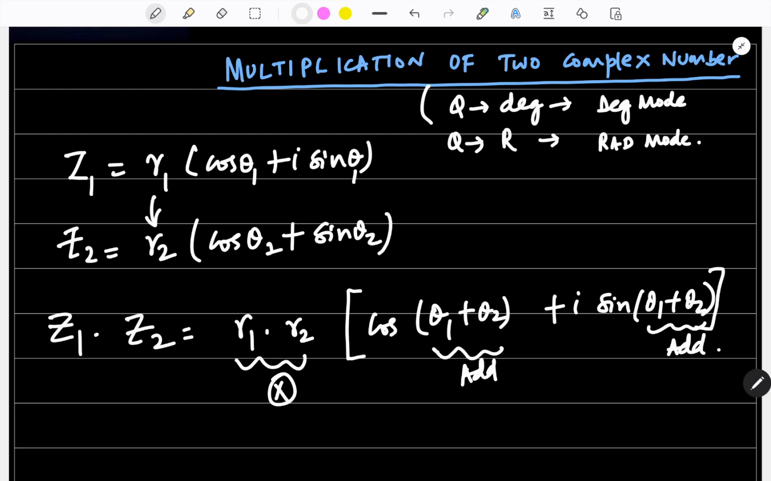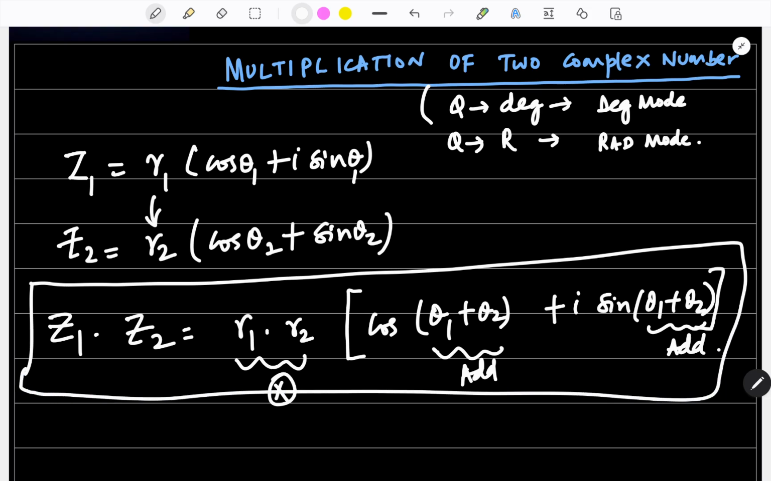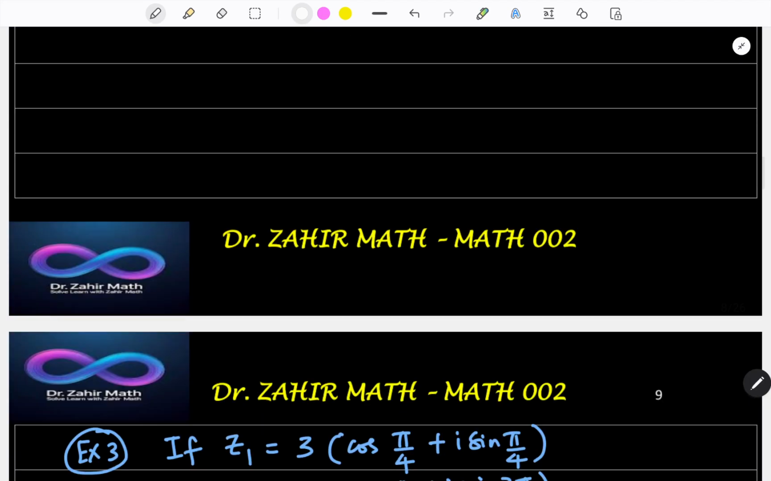So this rule you have to memorize, but actually no need to memorize. Just keep in your mind: the R you should multiply, and theta 1 and theta 2 you need to add. So this is the simple rule for multiplication.